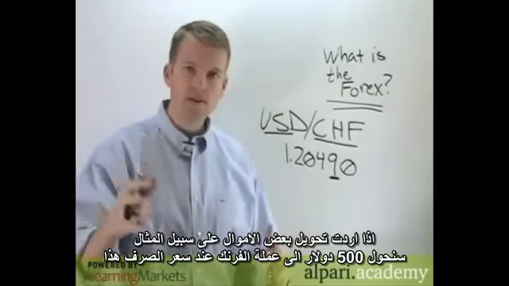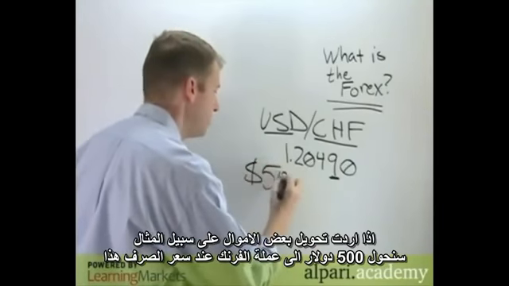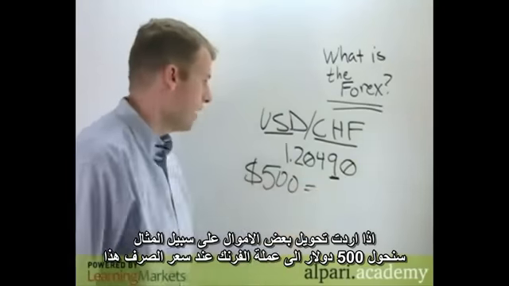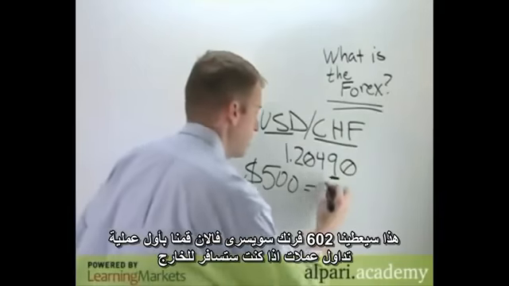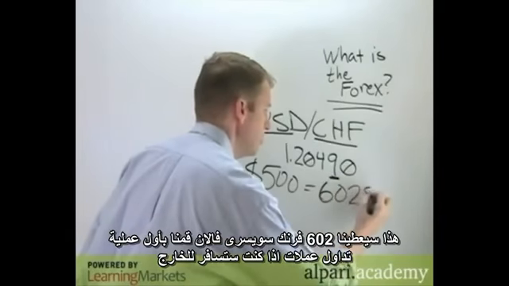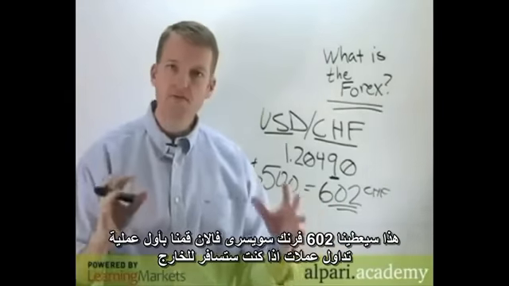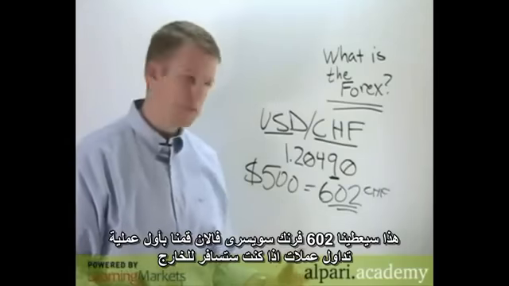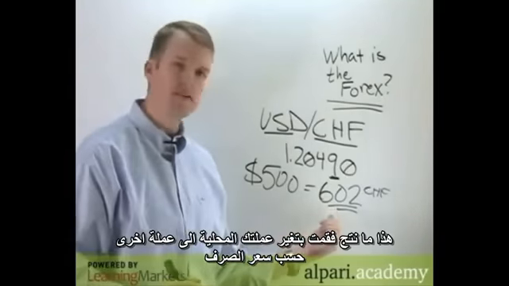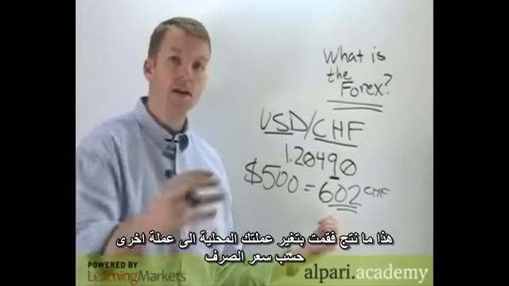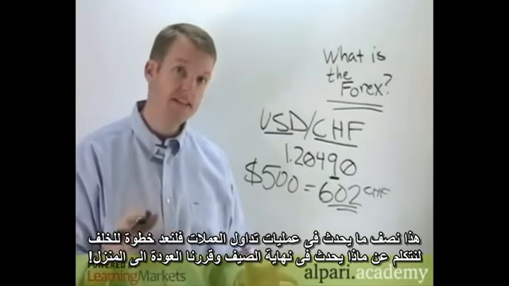Now if we were to convert some spending money, so let's say for example we're going to turn $500 worth of spending money into francs at this particular exchange rate. Well, that's going to give us 602 francs. Alright, so now we've done our first foreign exchange transaction. If you've ever traveled abroad, this is what you've done. You've turned your domestic currency into another currency at the exchange rate. This is half of the foreign exchange transaction.